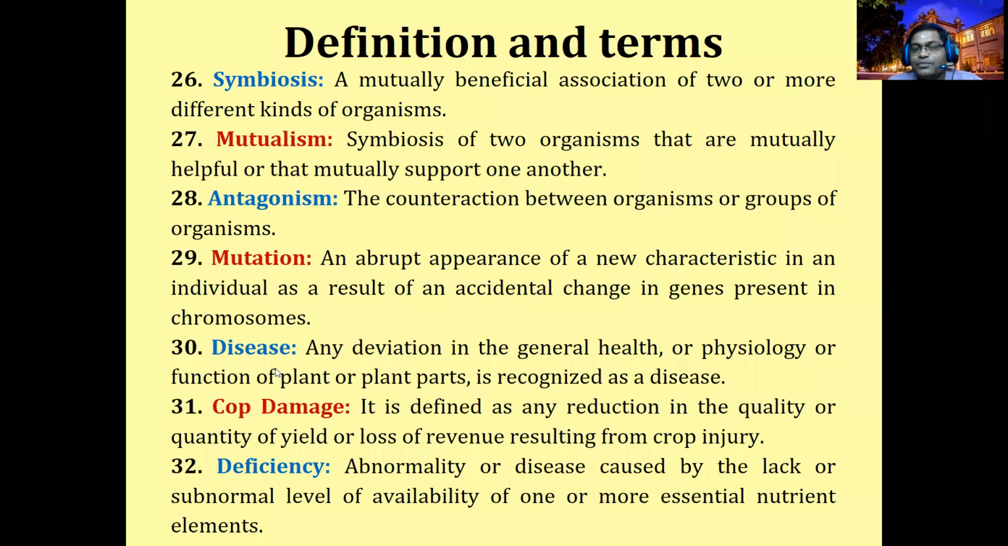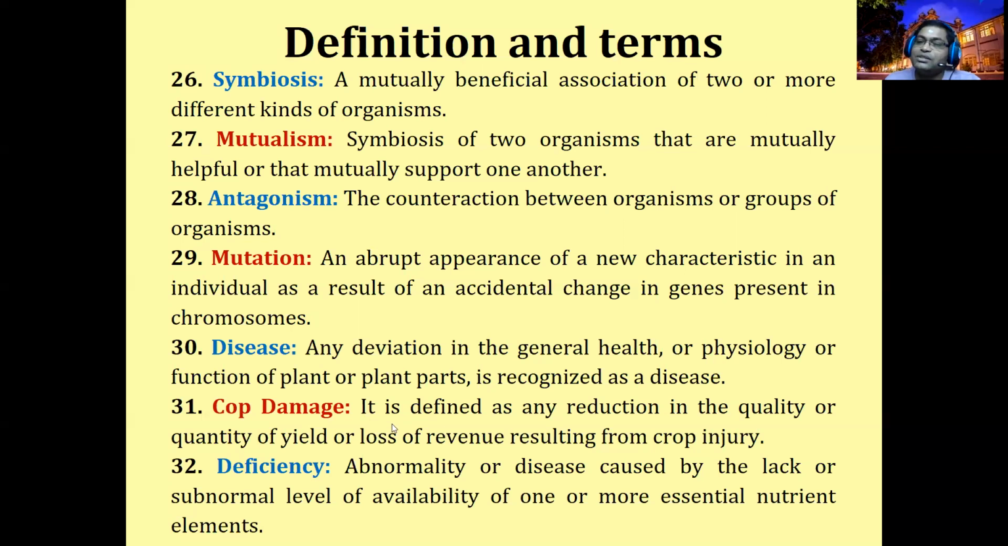And disease. Disease is not normal. If it is abnormal, we call it a disease. Deviation from the general health or physiology or function of the plant, we call it a disease. If it is a severe disease, then the plant or the host will die. Disease, D-I-C-E-A-S, means death. D-I-S-E-A-S-E means not normal. If it's a severe condition, you will die. Right? So be careful with the spelling.